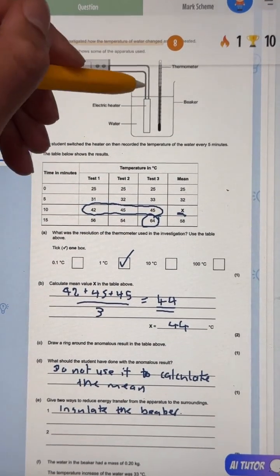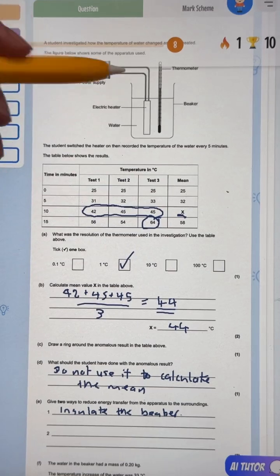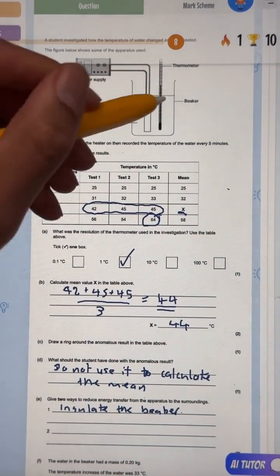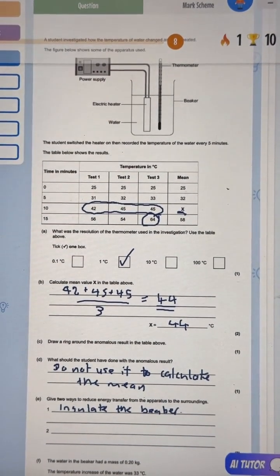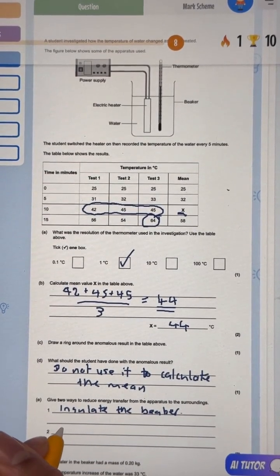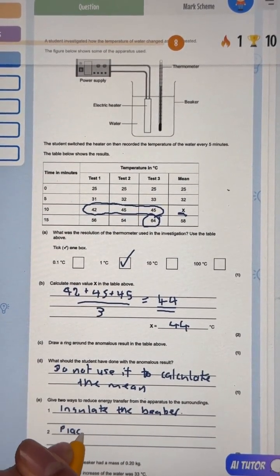But then what about up here? It's open to the air. Yes, Andrea. To cover it off. We want to cover it off so heat doesn't escape from the top through the air. So we would say place a lid on top of the beaker.